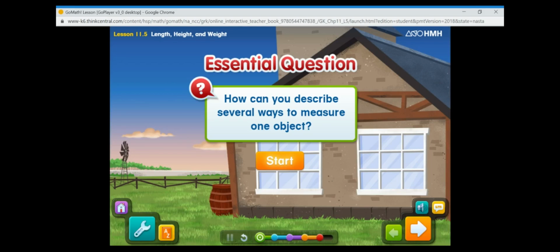Good morning. Today we are finishing up our Goal Math chapter, and we are going to be putting together all the different things that we learned throughout chapter 11 on measurement. We are going to talk about how we can describe several ways to measure one object. Who remembers the 3 ways that we learned to measure things in chapter 11? Right. We learned how to measure length, height, and weight.